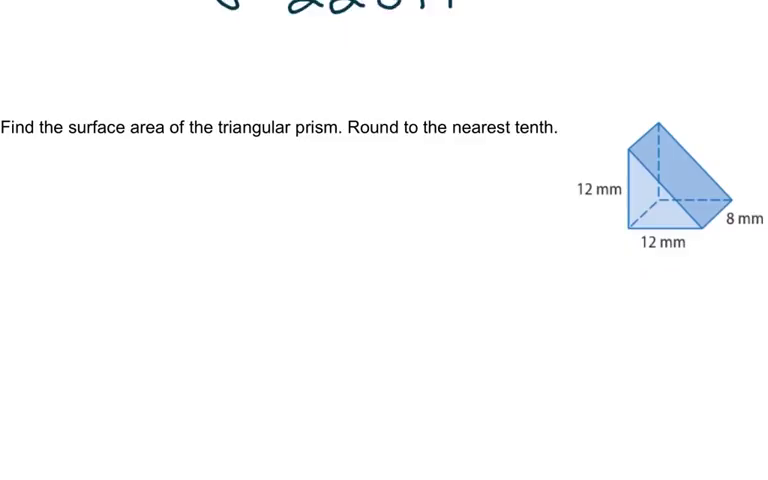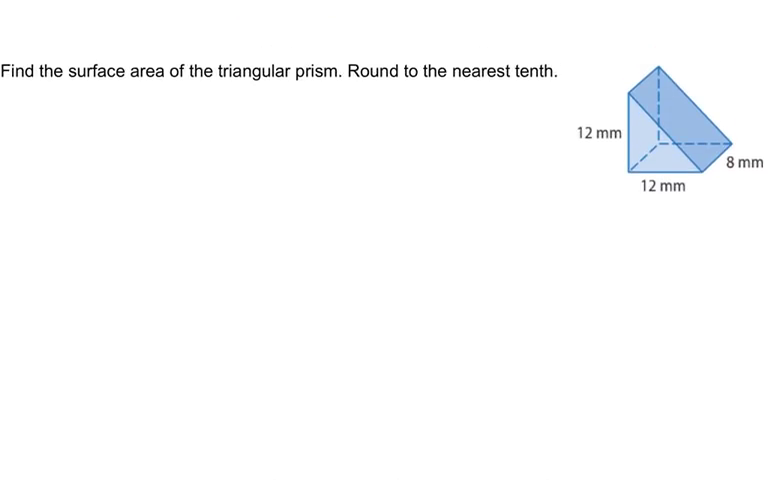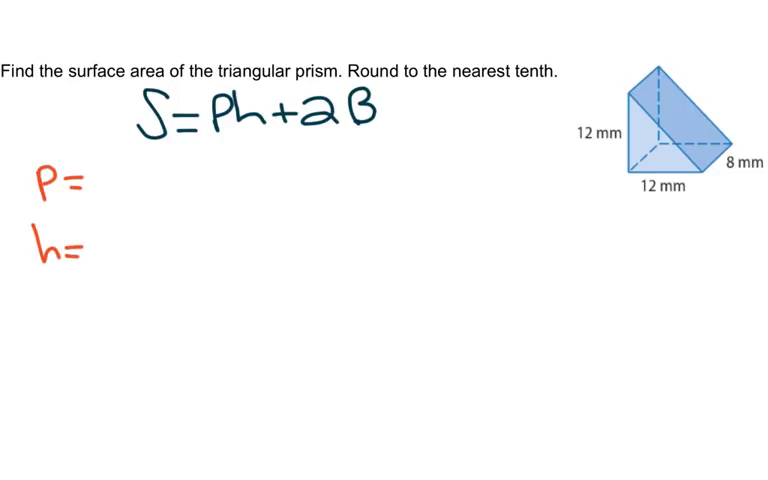Here, we'll just do 2 more for prisms. Find the surface area of the triangular prism. Again, surface area, perimeter times height, plus twice the base area. So we need to find perimeter, we need to find height, we need to find base area. So the first thing is, it's a triangular prism, so we know we're using this triangle as the shape of its base. Well, we need to find our third side.